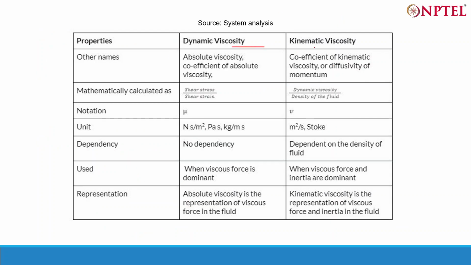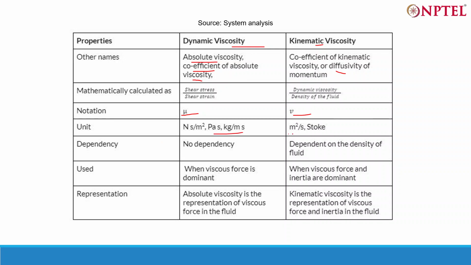So let's have a comparison between these two. One is absolute viscosity, also known as dynamic viscosity. It's basically shear stress upon shear strain. The other, kinematic viscosity, is dynamic viscosity upon density. Dynamic viscosity is written by mu and kinematic viscosity is written by nu.